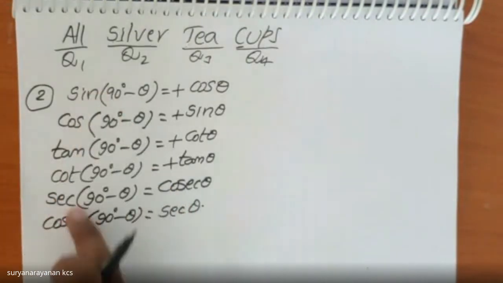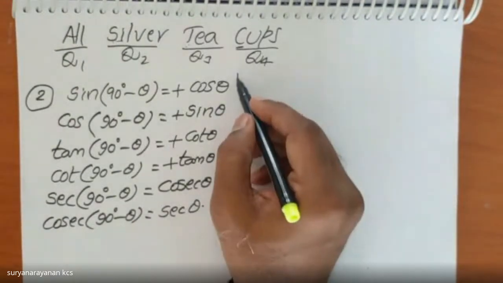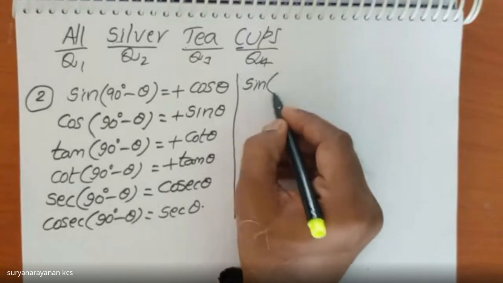Understood all these 6 trigonometric functions? These are very basic points. You have to learn well. You have to memorize. No need to memorize, just you have to find out that logic. Now I will write sine 90 degrees plus theta.